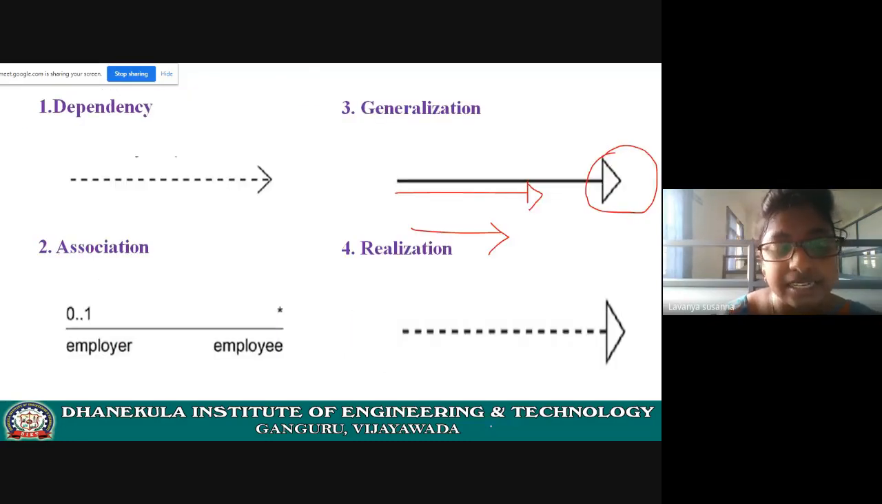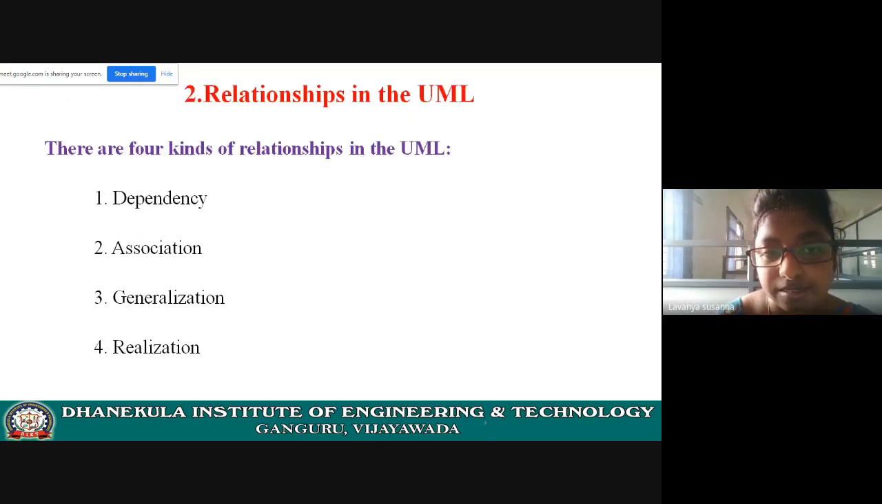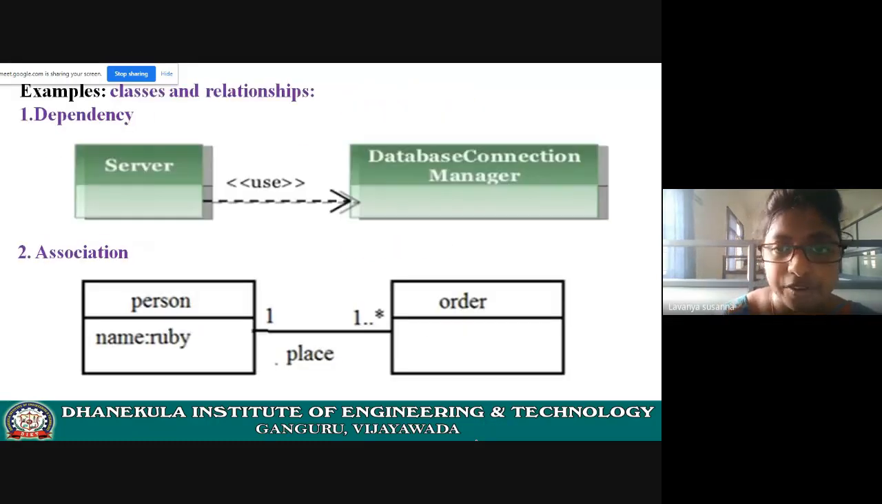Once again, see the relationships. Dependency relationships, where one class depends on another class. If any changes are made to this database connection class, it will impact the server class. Next, associations are nothing but links which represent there is some connection between the two classes. Example, see here.